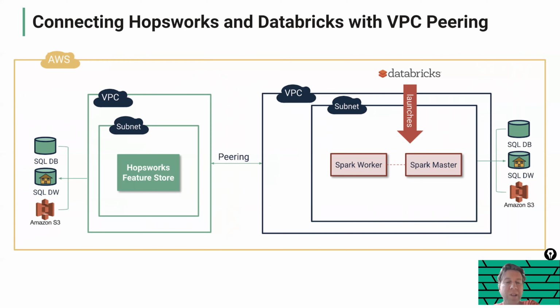to use what's called VPC peering. So you can deploy Hopsworks in its own VPC, and then you can set up VPC peering between the Hopsworks VPC and the Databricks VPC. And you can contact us for information on how to do that.